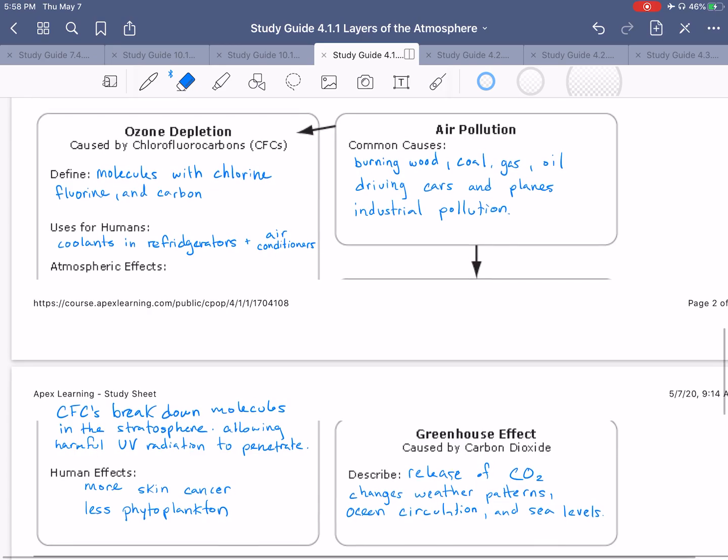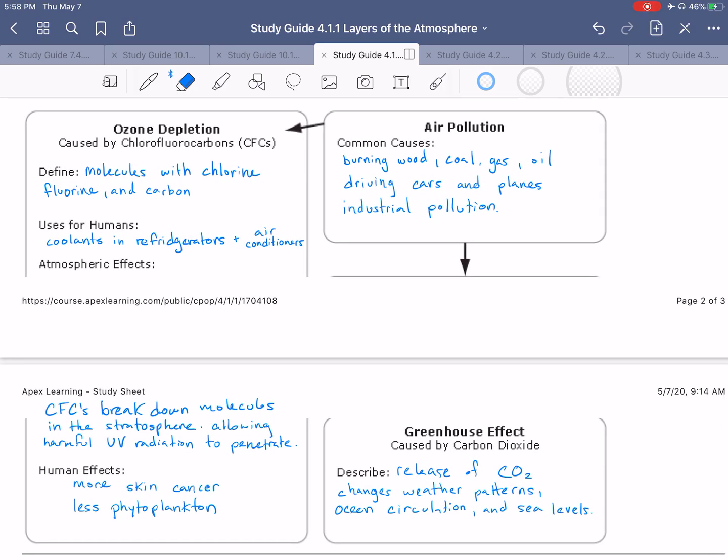So for ozone depletion, we've got just about everything that will fit on that page right there. So the definition of what CFCs are, how we use them, the effects they have on the atmosphere, and then the human effects. So let's go to page 9.